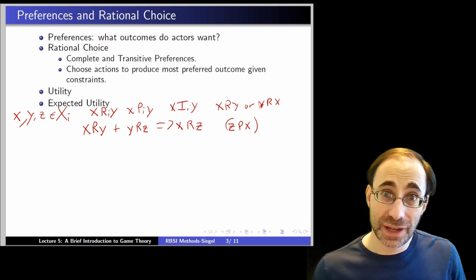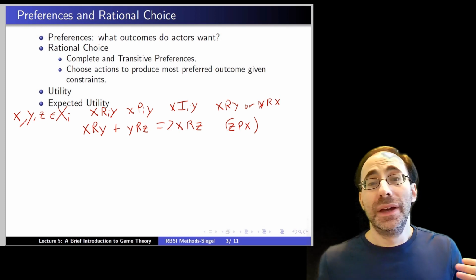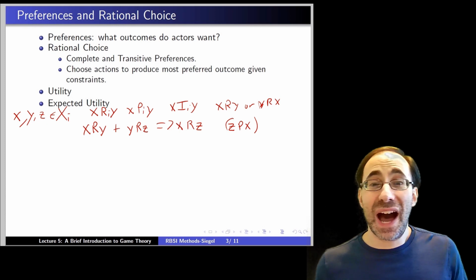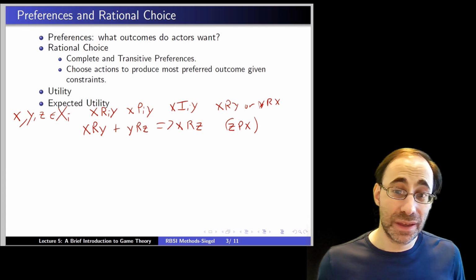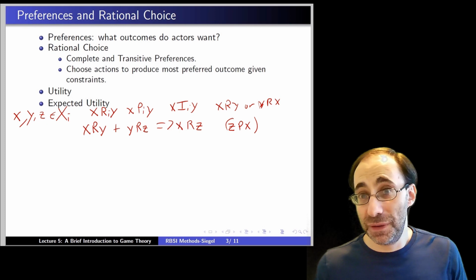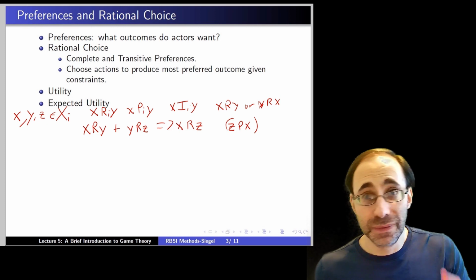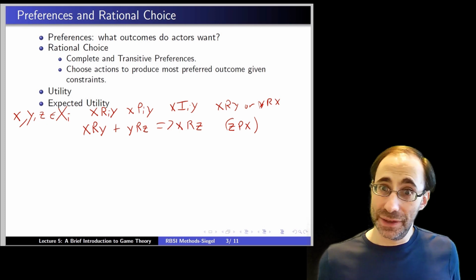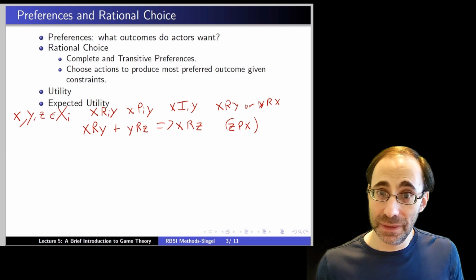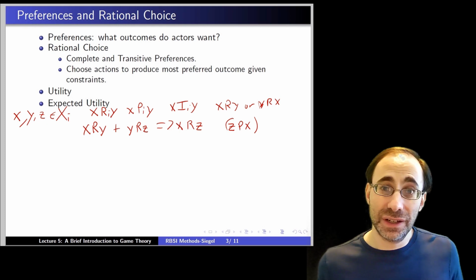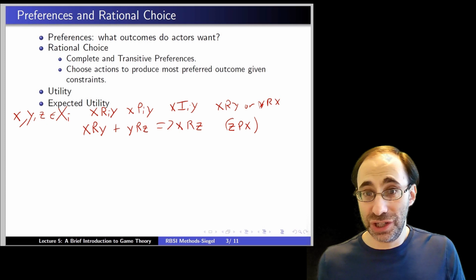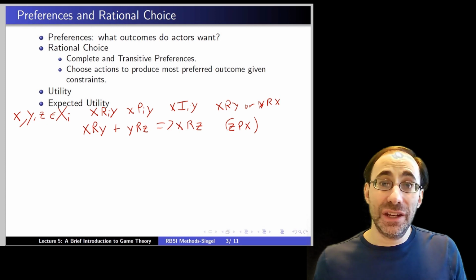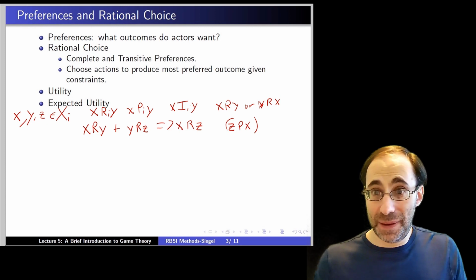That's the first element of rational choice. The second element of rational choice is I can choose actions that produce my most preferred outcome given constraints. So if I know what I want, that's the first bullet point, and you give me some situation that I can try to take action to achieve what I want, I can choose the thing that gives me the best outcome.